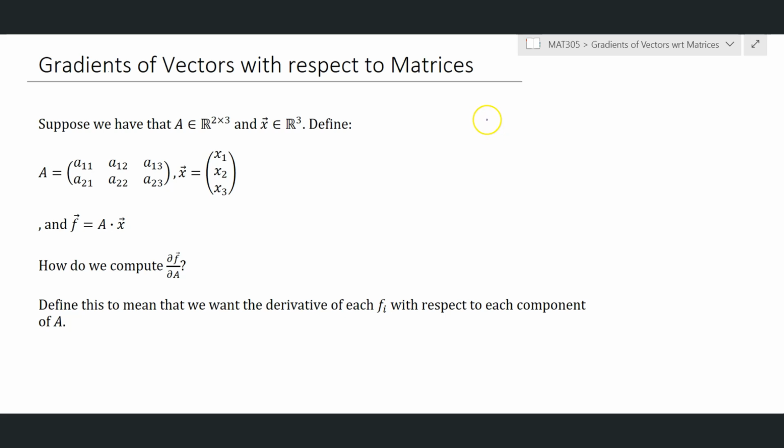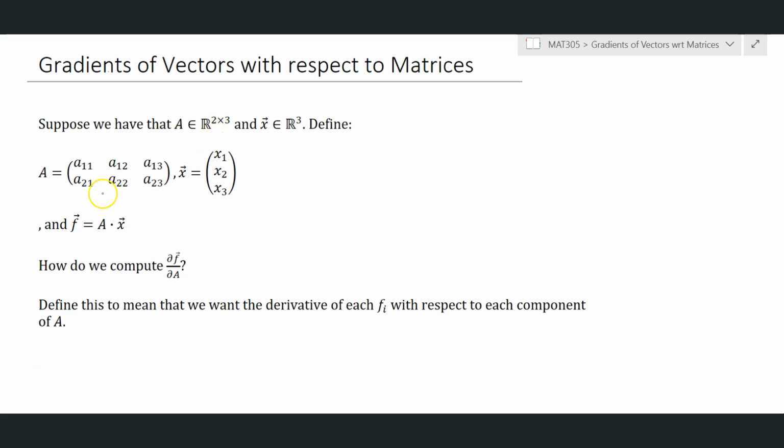We recently looked at gradients of vector-valued functions, and we learned how to take derivatives of vectors of functions with respect to other vectors. This video is going to seem a little strange because we're going to learn how to take gradients of vectors with respect to matrices. So what does that even mean, and how do you do that? Well, let's start off with a somewhat numerical example.